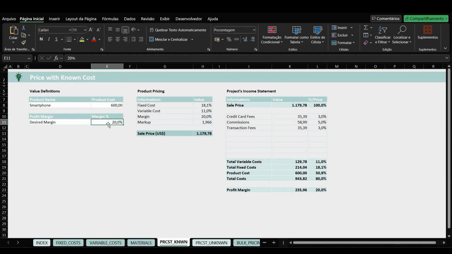It will adjust the selling price to ensure that you always make that percentage of profit that you're putting in here. So, once you've entered those two values, the cost of the product and the desired margin, the spreadsheet tells me to sell this smartphone for $1,179.78. You'll want to round that up, so you'd sell it for $1,180. That's the mathematical number the spreadsheet gives us.